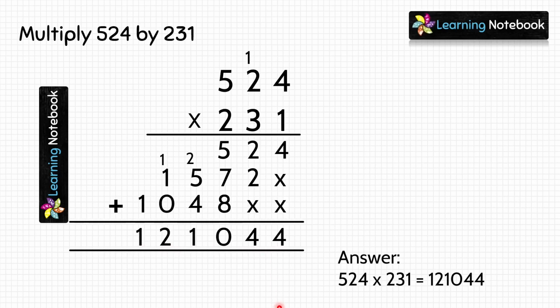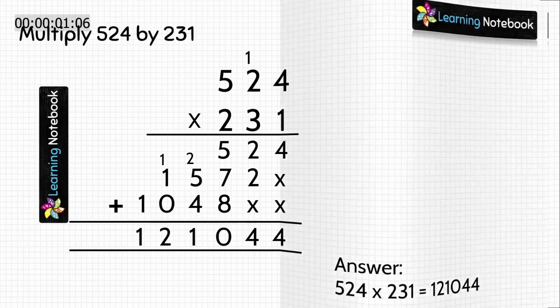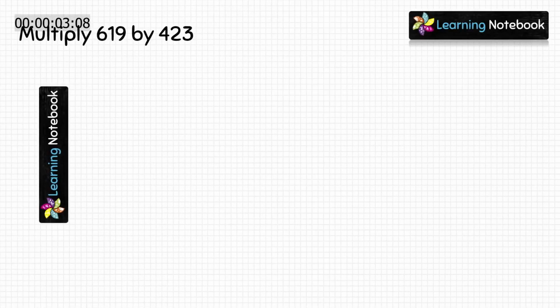So students, this is how we multiply 2 3-digit numbers. Now let's do one more question. Multiply 619 by 423. So first, we will write these numbers in column.